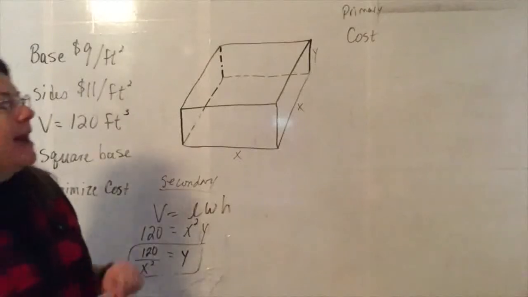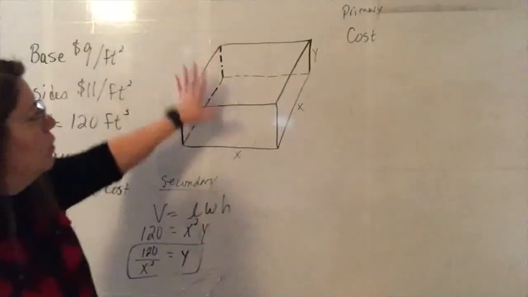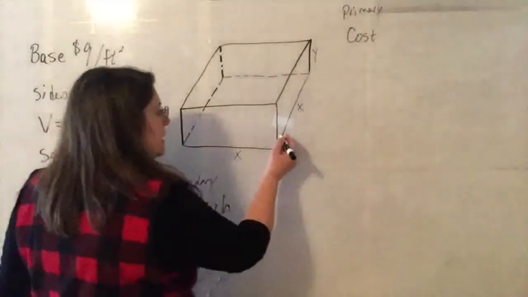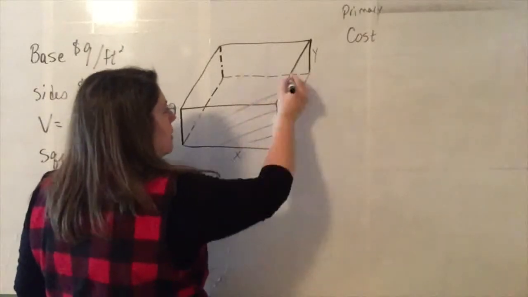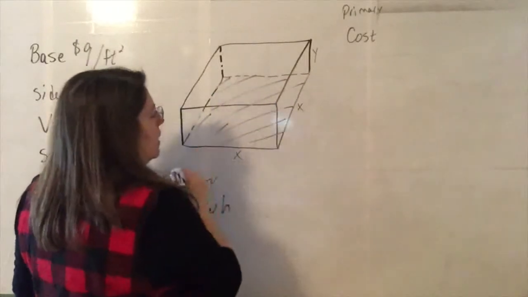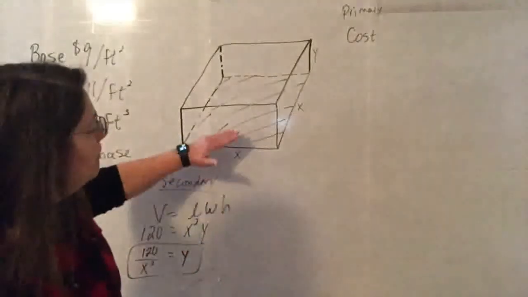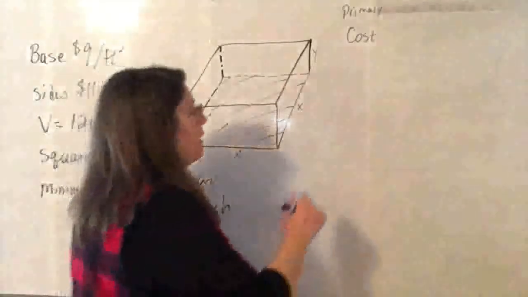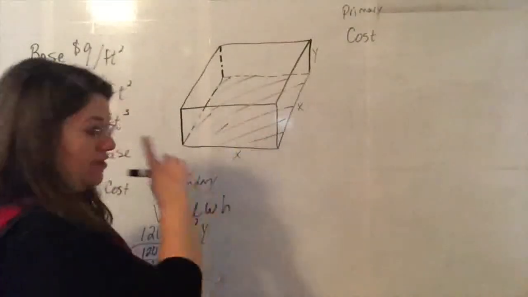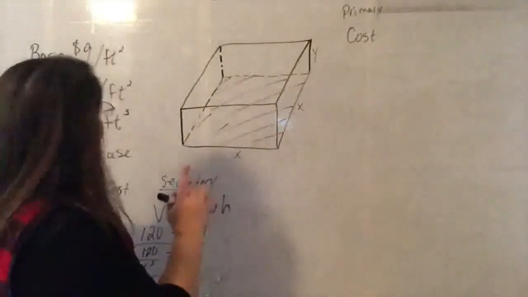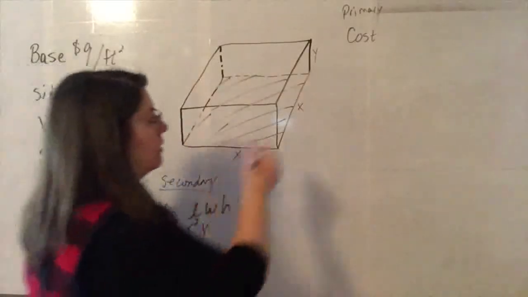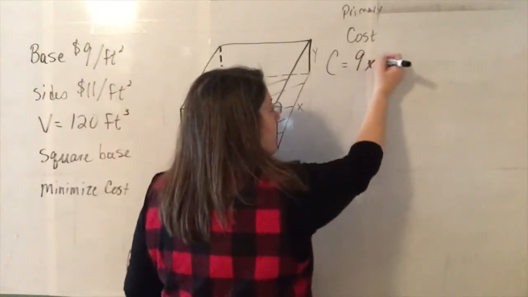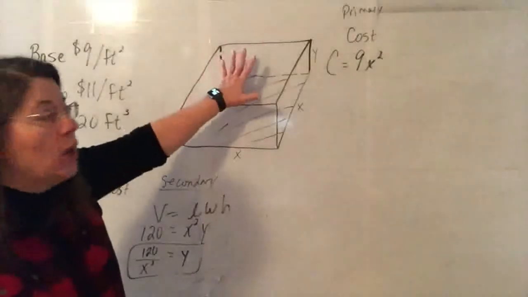So first I need to think about my cost. Now they told us that this was an open top. We don't have a cost for the top of the box, but we do have a cost for the bottom. Now if you think about that, here's the bottom of the box right here, okay? If you think about the bottom of the box, the area of that box would be X squared, okay? Now, the cost of the base of the box, and since there's only one of them, it's going to be $9 times X squared. So for my primary equation, my cost formula, I have $9 times X squared. Since we don't have the top, we only need one of those.